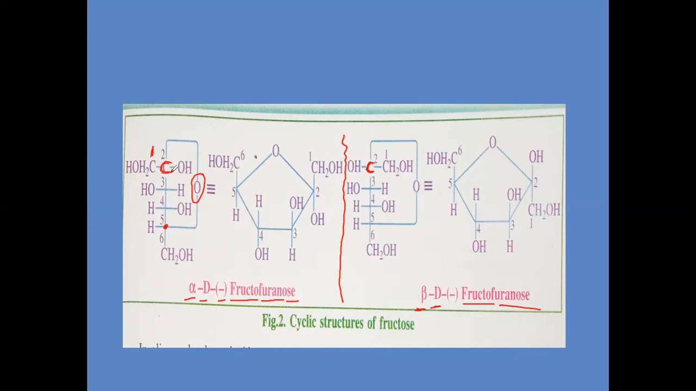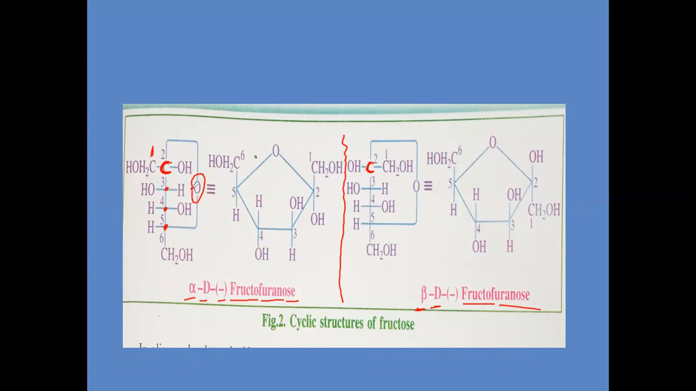Now you see here in the ring, how many carbons are involved? Check it. One atom is here, second atom, third atom, fourth atom, and oxygen, the fifth atom. How many atoms in the ring? 4 carbons and 1 oxygen. So what is it called? Furanose. This type of structure is called furanose. Is that clear? So furanose structure is for fructose, pyranose structure for glucose.